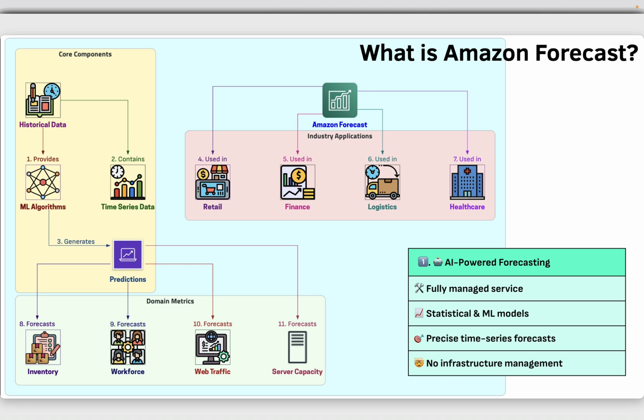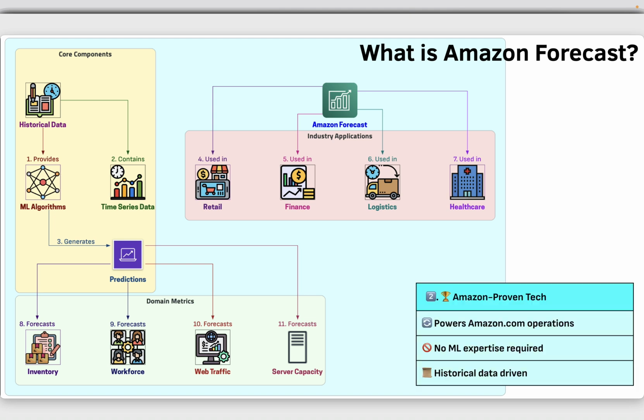Amazon Forecast is a fully managed service combining statistical models and machine learning to generate precise time series forecasts. It automates complex predictions without infrastructure management. It is built using the same forecasting technology that powers Amazon.com operations. It requires no machine learning expertise. Users only need historical data.